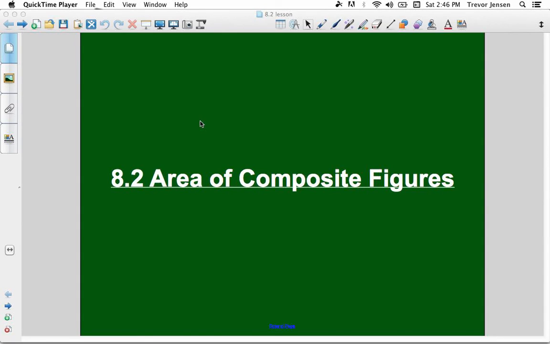Here's a lesson for section 8.2, area and/or perimeter of composite figures.